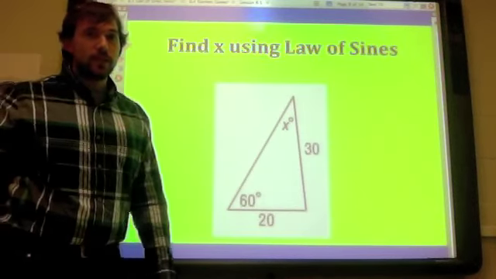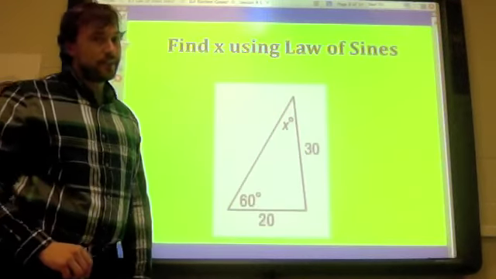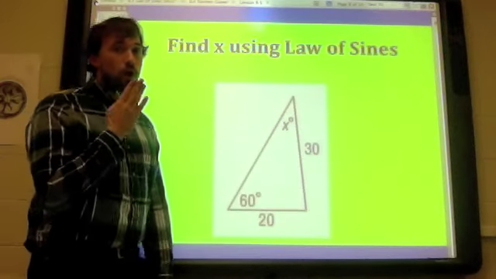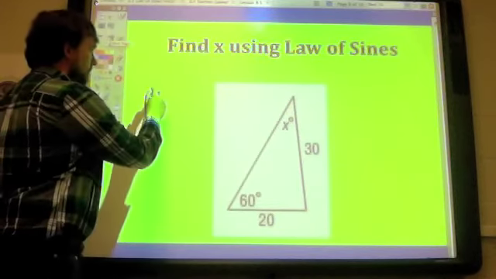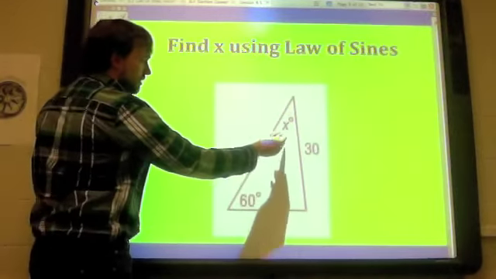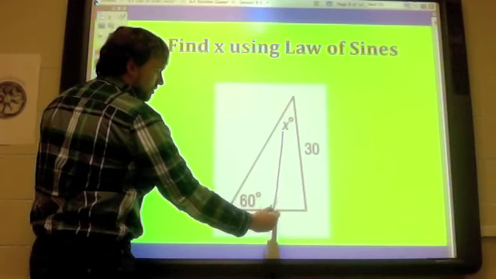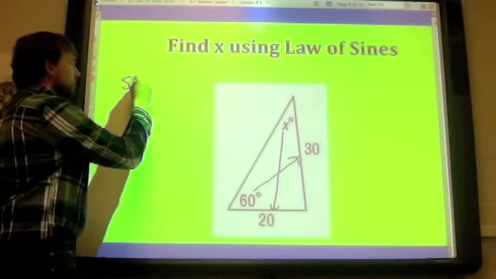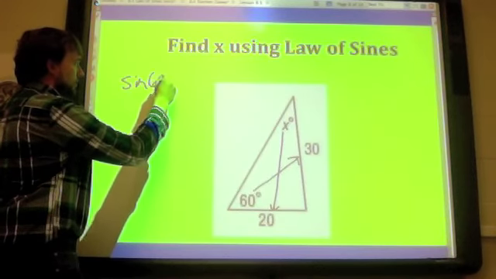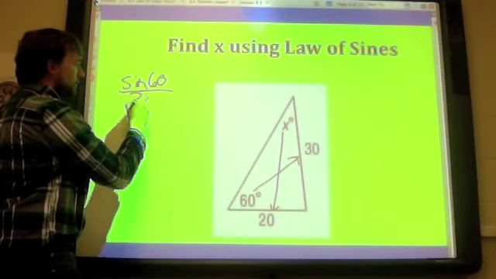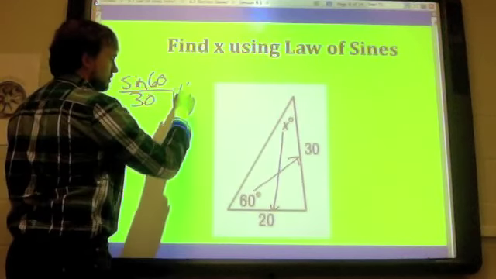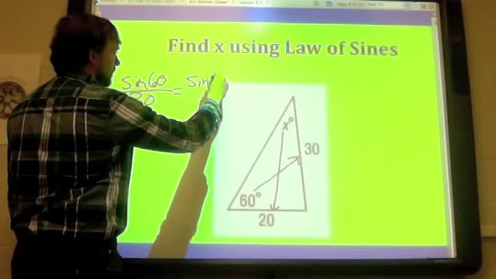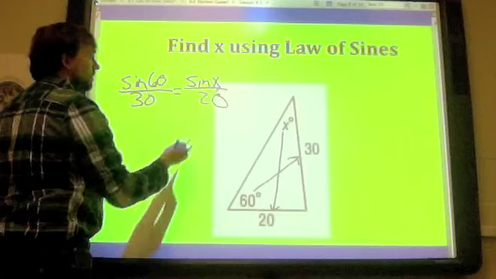Find x using the law of sines. Where's x this time? Oh no, it's an angle. Oh, that's okay. We can still do this. So, what's the opposite of this angle? 20. What's the opposite of that angle? 30. So, sine of 60 over 30 equals sine x over 20.